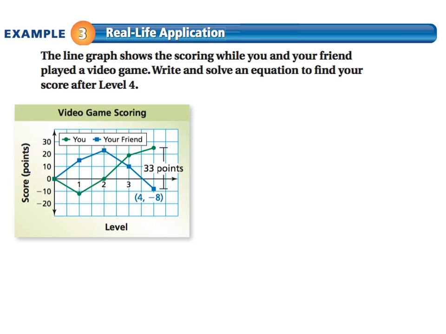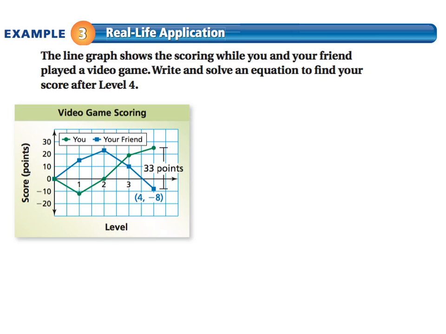This is where it gets a little tricky. Now if you look here, it says after 4, your friend is at -8. And then 33 points is where you are. So you could probably do this mathematically, and I'm sure you could just take -8 plus 33, and you'd figure out the answer, which is correct. But we need to solve an equation.